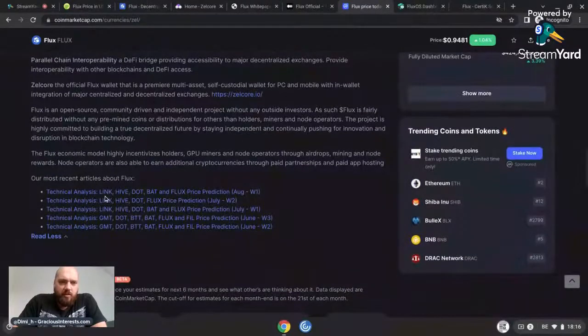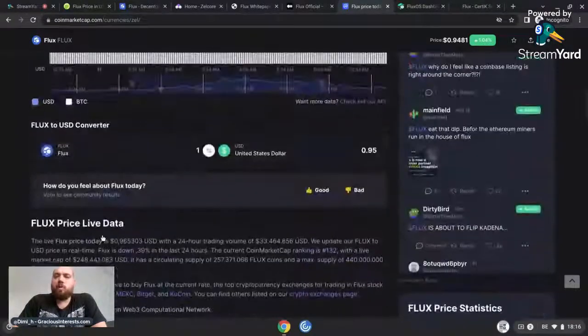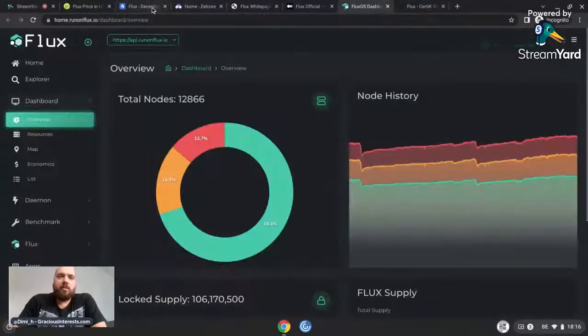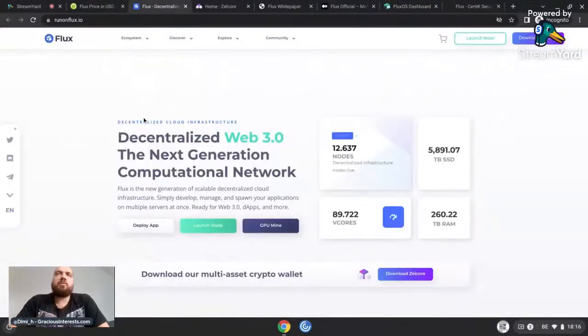But Flux, technical analysis link, hive.flux. Okay, so from what I'm getting here, close this one down. Is Flux about a decentralized Web 3.0? Has to do with cloud storage, meaning it has to do with development of decentralized applications and storage of information onto the blockchain. So NFTs are probably integrated somewhere there as well. I'm getting a vague idea what it is.